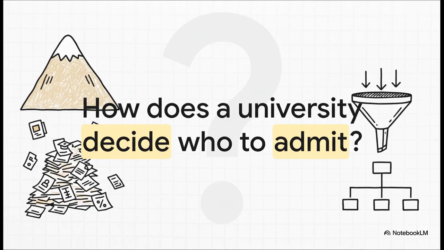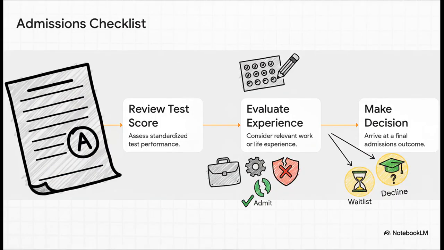Every single year, universities get buried in applications. How on earth do they decide who gets in and who doesn't? You'd think it's this super complex thing, right? But really, it just boils down to a series of smaller decisions. I mean, picture an admissions officer, right? They've probably got this little mental checklist. First up, they glance at the GPA. Is it good enough? Okay. Next, they look at the test scores. After that, maybe they check for any special experience. And based on all that, they finally land on a decision: admit, decline, or maybe waitlist.